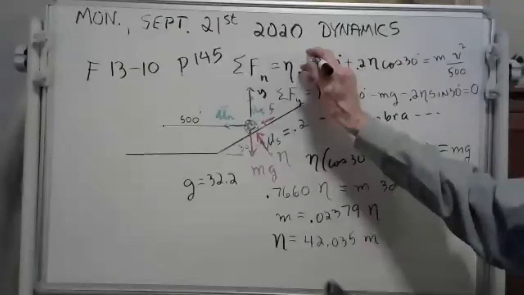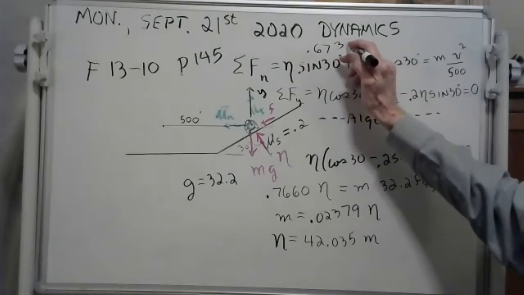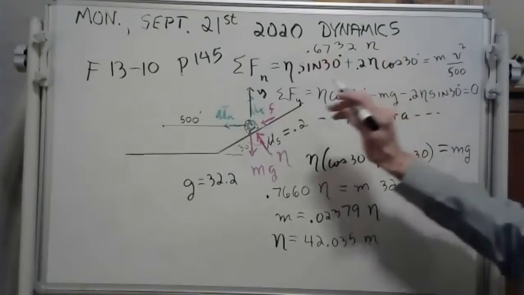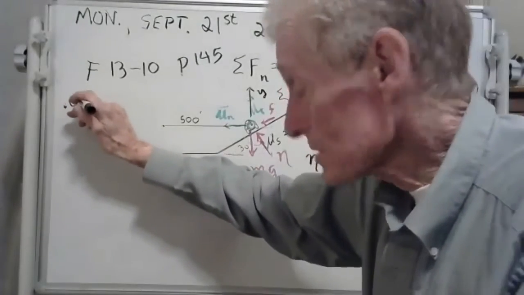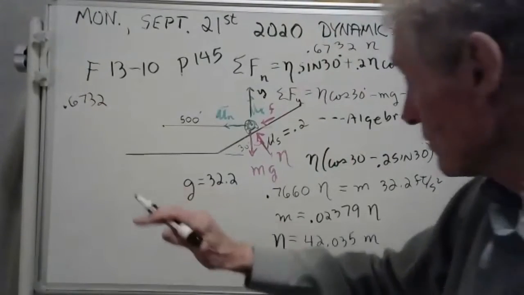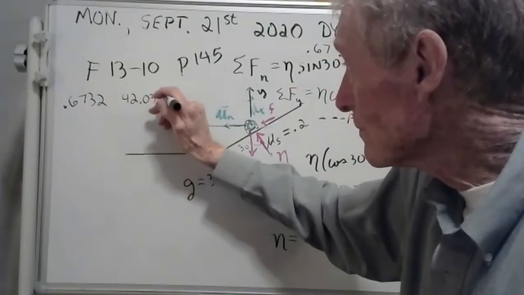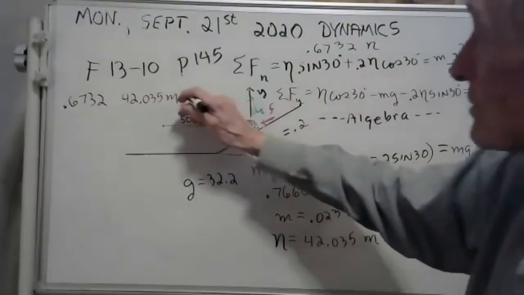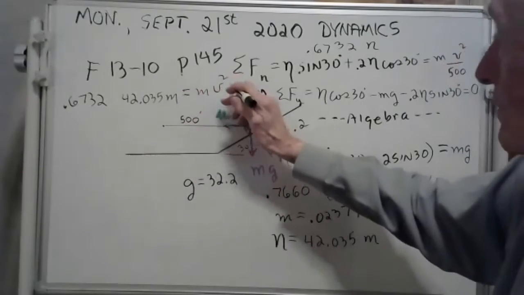You could write this as 0.6732 times the normal, all of this. So that's what I'm going to do. I'm going to go 0.6732 times this normal, 42.035 m, equals mv squared over 500.